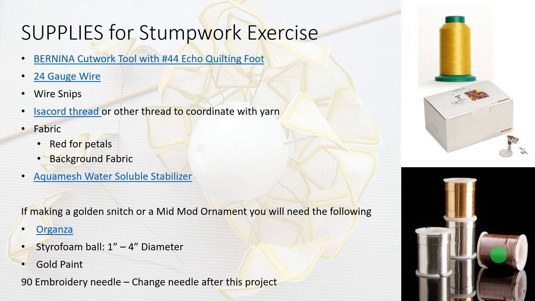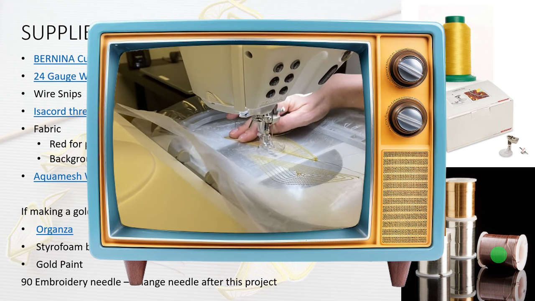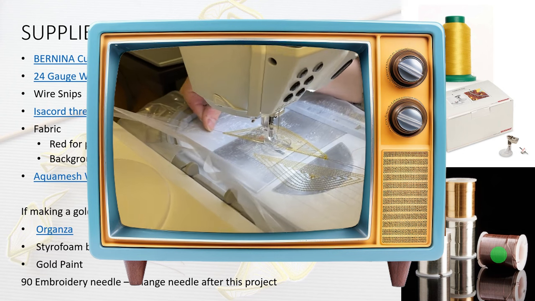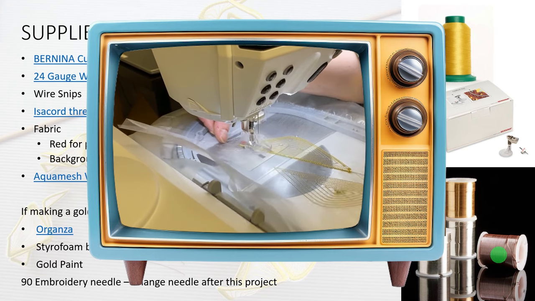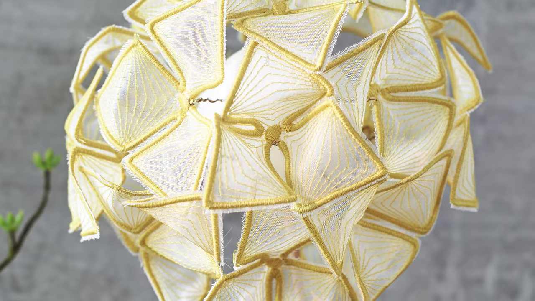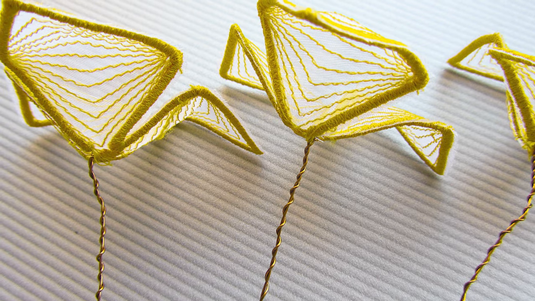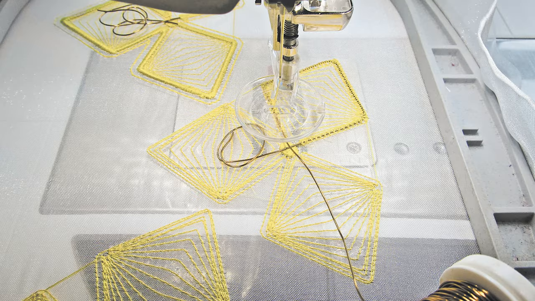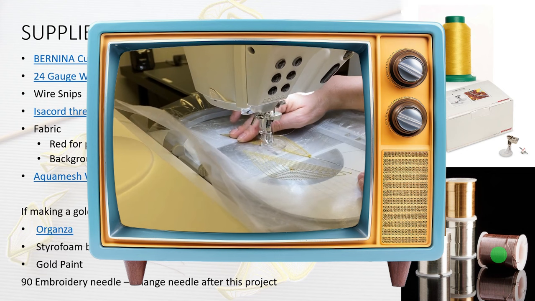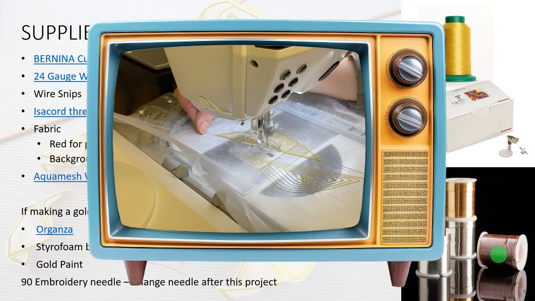There's other things to do with Stumpwork for sure. So I have a video that I created way back when we were all hunkered down during the pandemic, and I made a golden snitch. And I was inspired by some mid-mod ornaments that I found in a Bernina Inspiration magazine issue. And these mid-mod ornaments are awesome because it's just a simple design that you can do a gajillion of, and then you stick them in a styrofoam ball and you get this little ornament, and it's super cute. I took that same element in this video and made a snitch, like a Harry Potter snitch. And in that case, I needed organza, a styrofoam ball, some gold paint, the wire, the whole bit. And that is its own tutorial.